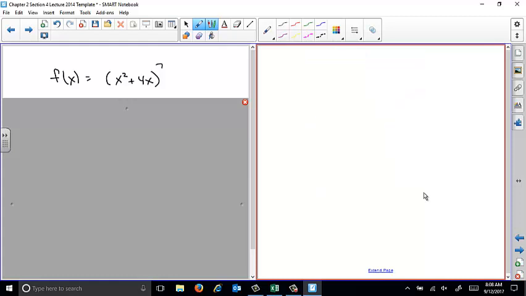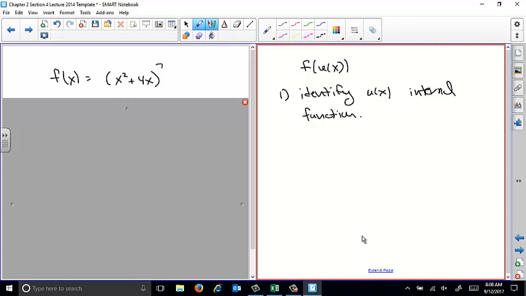Okay. So what we do is, instead of f of g of x, we're going to call it f of u of x. I don't know why, but we do. So the first thing we're going to do is identify what the internal function is. I'll call it internal, because it's usually something that's in parentheses. So in our particular case here, we would say u of x equals x squared plus 4x.